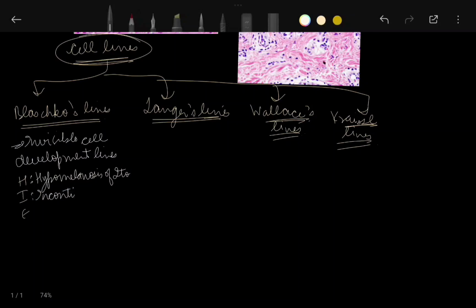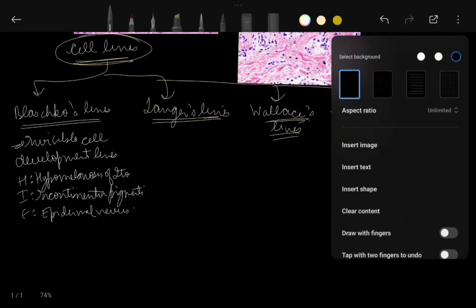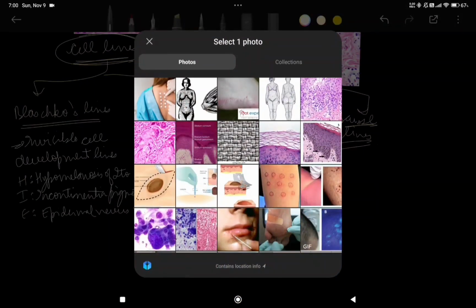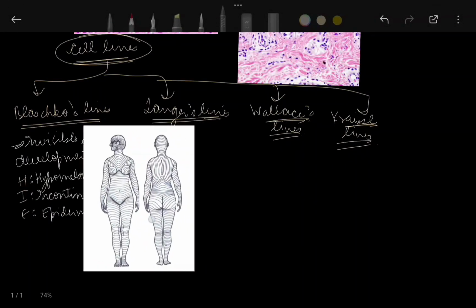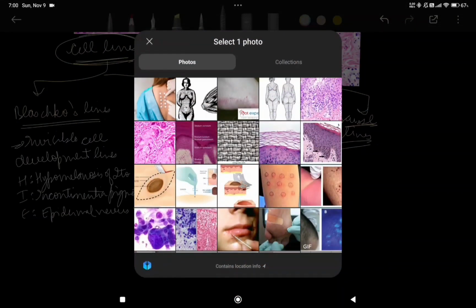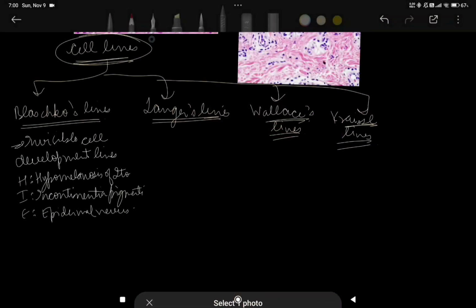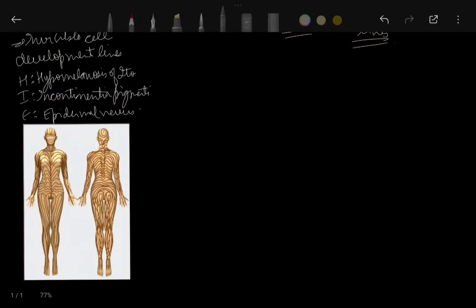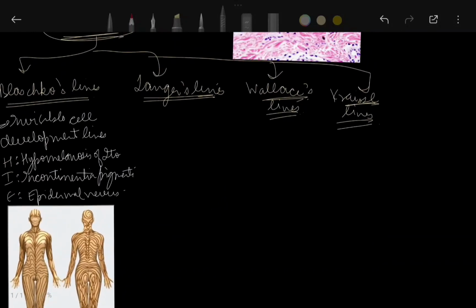and epidermal nevus. Hypomelanosis of Ito, incontinentia pigmenti, and epidermal nevus. Okay, just a second. So these are the Blaschko's lines, which are seen in hypomelanosis of Ito, incontinentia pigmenti, and epidermal nevus. Usually they are invisible.